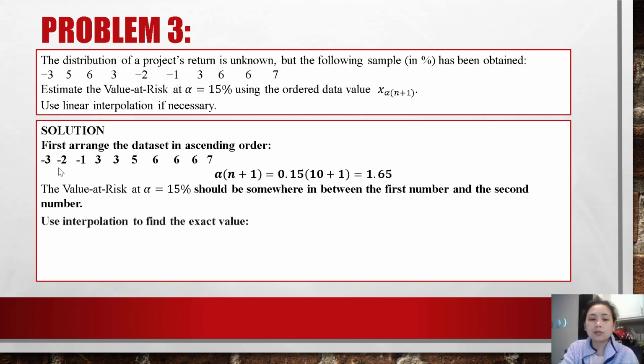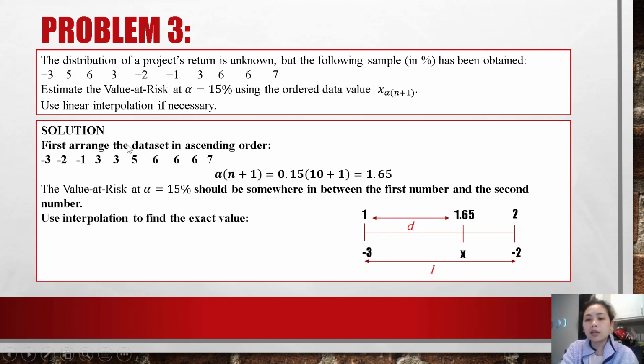So let's look at the diagram. Here I have a diagram. First I sketch the x-axis, and since the order of the value at risk is 1.65, I'm going to just consider the segment between 1 and 2, because 1.65 is between them.